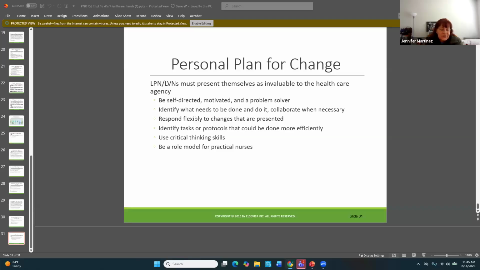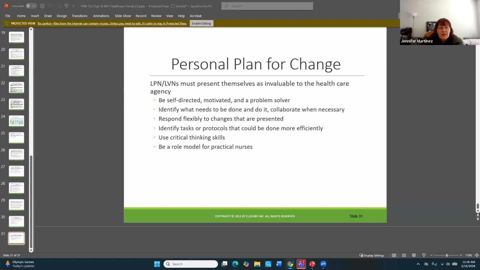Identify what needs to be done and do it. That's always a big one. Be flexible. Healthcare is ever changing. That's one thing that you can guarantee is going to happen: something is going to change. As soon as you get comfortable doing something one way, it's going to change. Be flexible. I know a lot of people are resistant to change and that can be a little bit difficult. However, try to be flexible. Usually it's changing for the better.